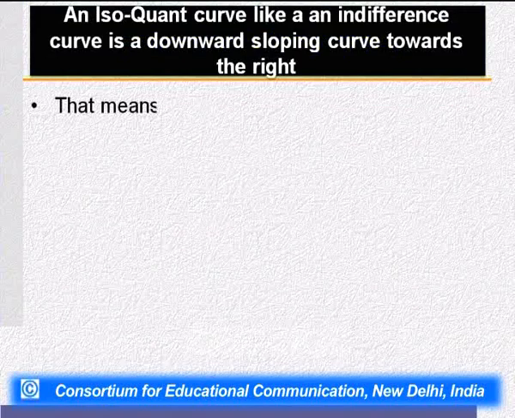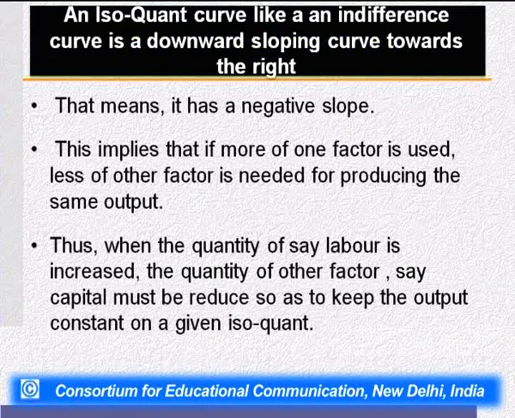We can take the first one. An isoquant curve, like an indifference curve, is a downward sloping curve towards the right. That means it has a negative slope. We have seen in a previous slide, in a previous to previous slide, that this is a convex shape. So, the convex shape, which clearly emerges, has a negative slope.